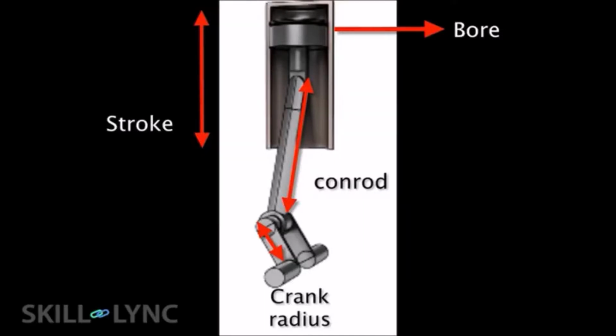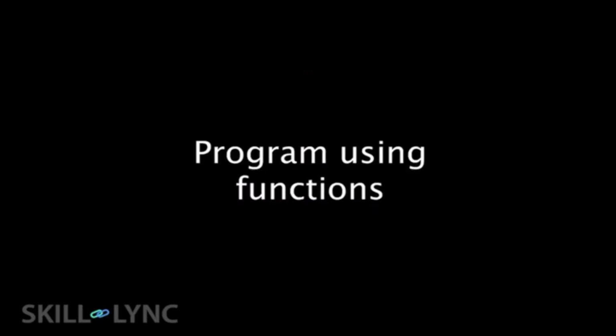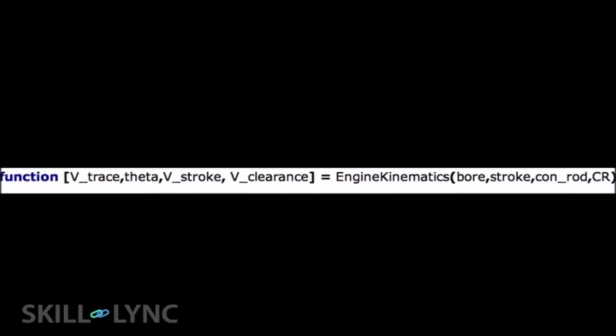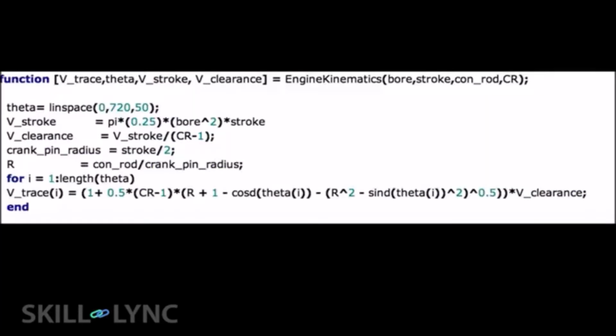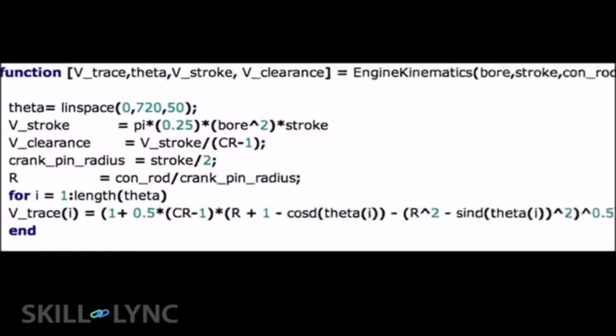The objective here is to plot the in-cylinder volume as a function of crank angle, and this plot is referred to as the volume trace. I will be writing this program using functions. The function will take the geometric parameters as the input and provide the volume trace, the stroke volume, and the clearance volume as outputs. The coding part in this case is very simple.